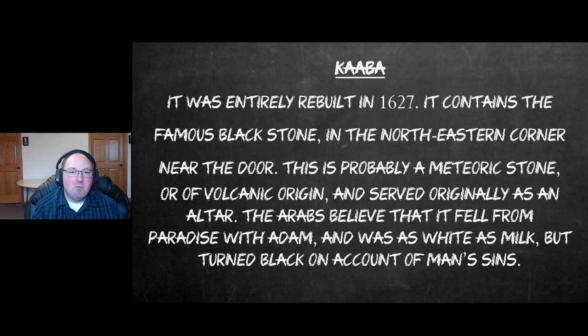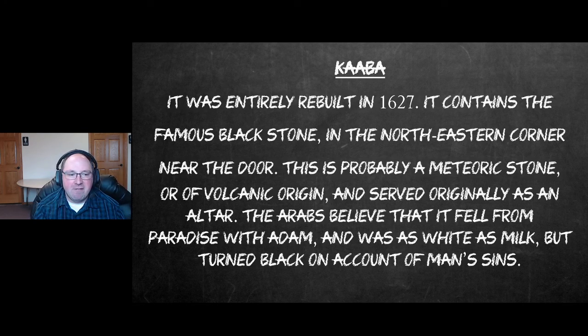It was entirely rebuilt in 1627. And in 1627, it was found that it contained the famous black stone, which is in these days covered by great tapestries that cover the entire building of the Kaaba. In the northeastern corner near the door, it's estimated that this is probably a meteoric stone, in other words, a meteor fallen from the sky, that was placed at the corner of the building of the Kaaba and served originally as an altar.